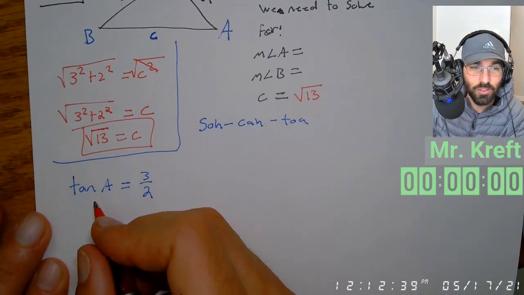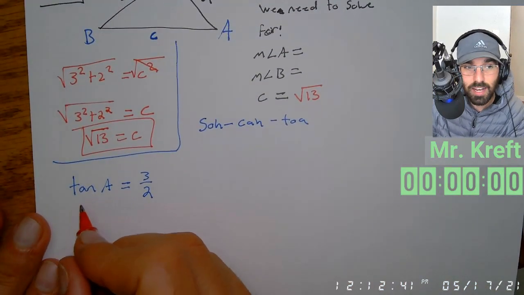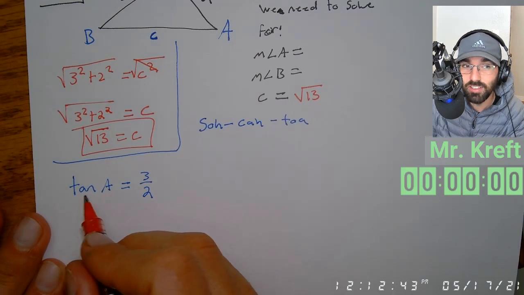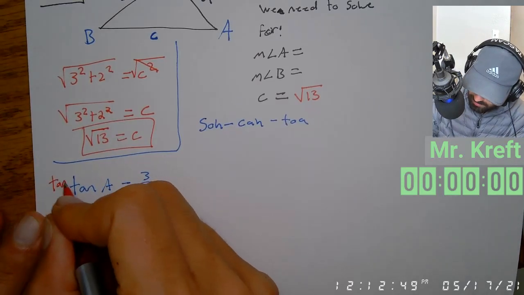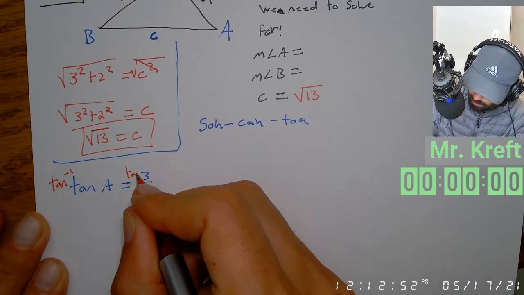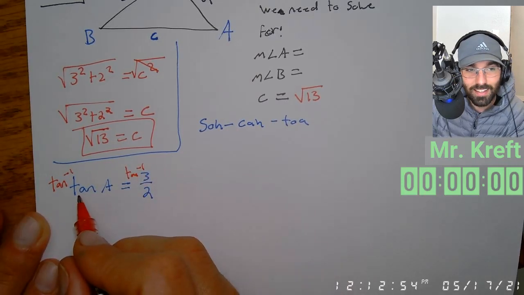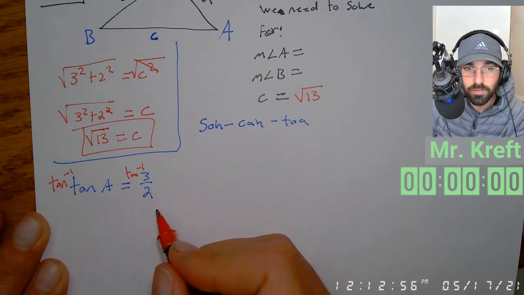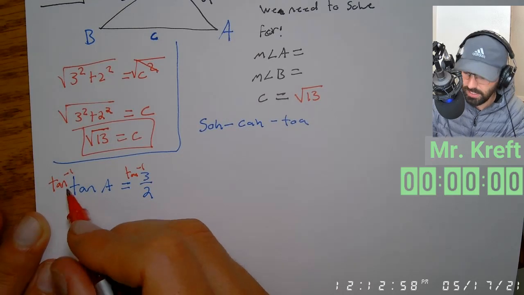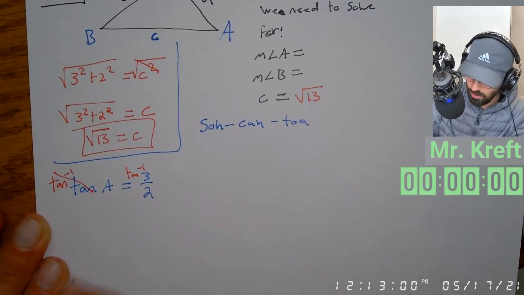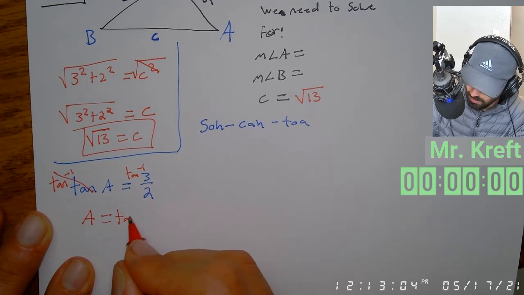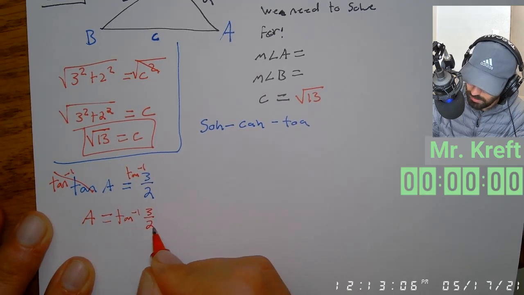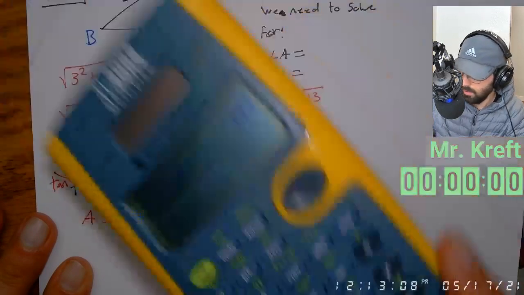So the new thing here is to solve this, I don't divide by tangent, right? It's not tangent times A, it's tangent of A. So I have to take the tangent inverse of both sides. I don't divide by tangent. I have to take the tangent inverse of both sides. So I get A equals tangent inverse of 3/2.